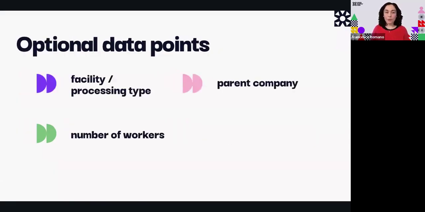And then the second group is optional data points. So for these ones, if you do not have the data, it's okay to leave a cell empty. Make sure not to use N/A or any other type of filler text.